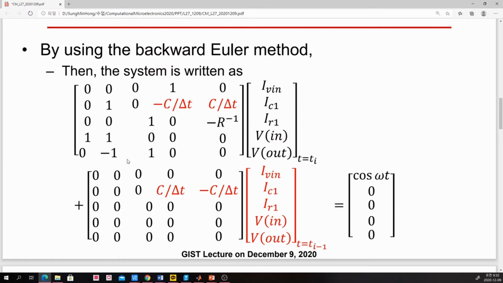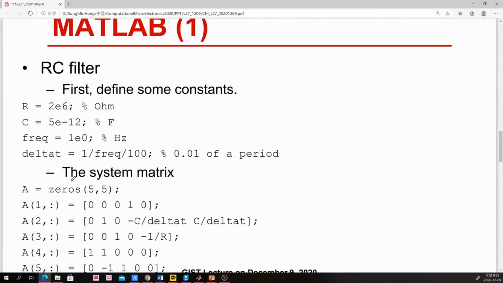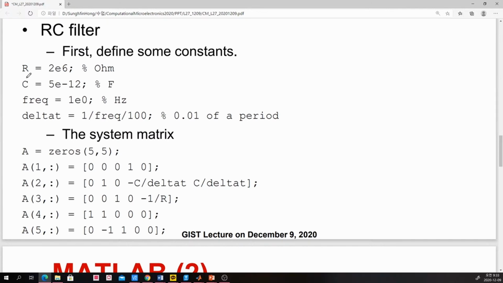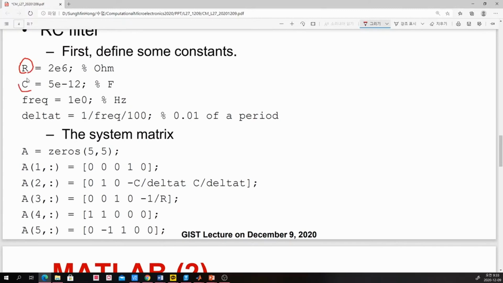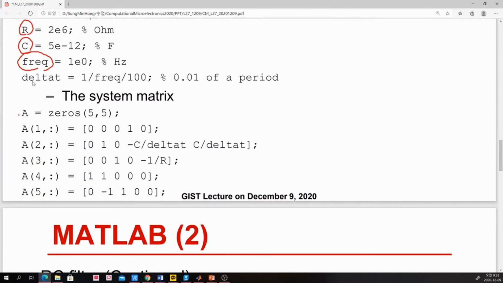So this is the main discussion about the transient capability. Now let's go to the MATLAB implementation. For example, we can specify R and C and frequency. Then you can set up your system matrix. Please have a look at this second line once again. This second row contains this term.